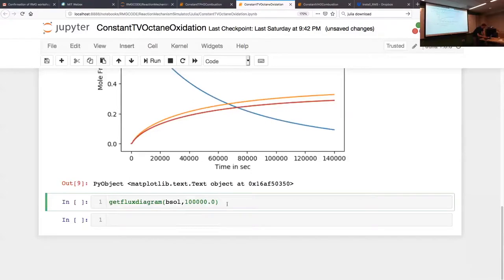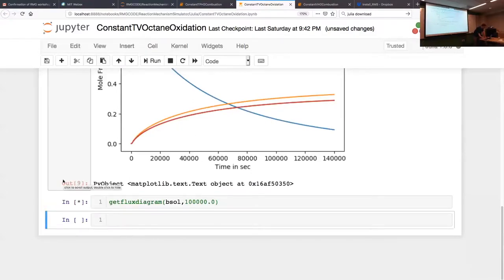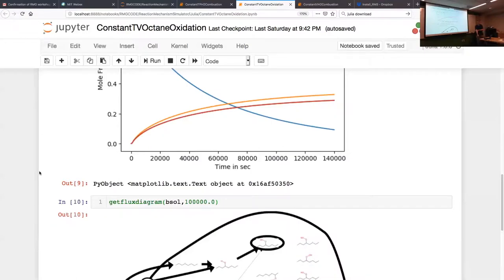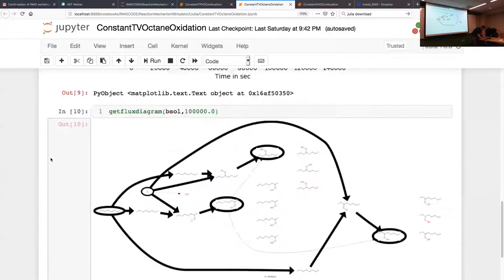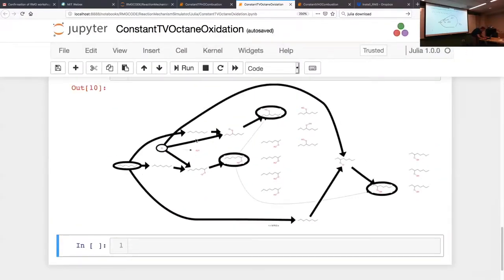But what's really nice, and this takes a little bit, 10 seconds or so, is that we can generate the flux diagram for these situations. Although it gets faster after the first time, because the first time has to generate all the images for everything. And here we can see a diagram that shows all of the fluxes moving through all of this, where we start with octane.